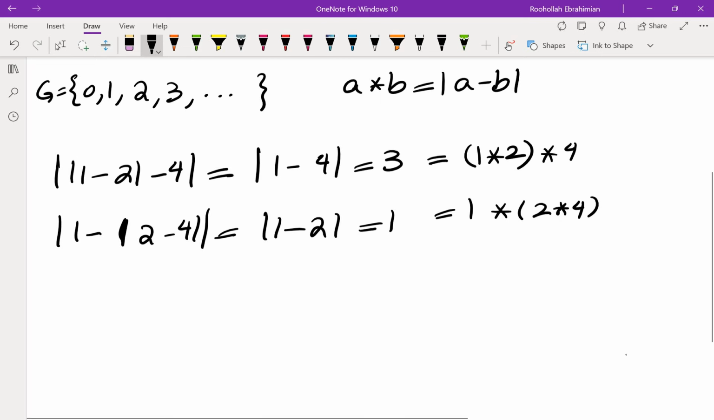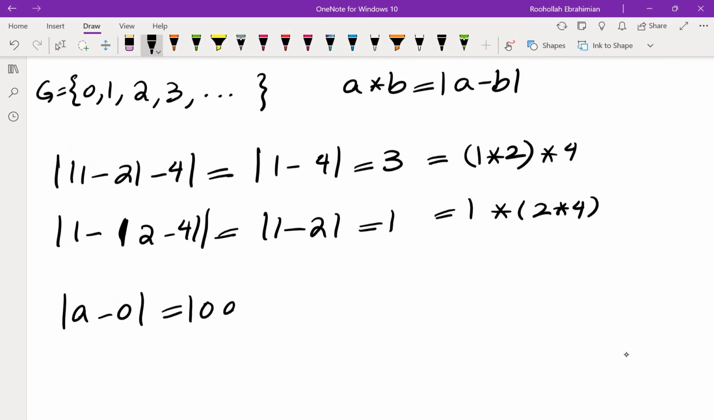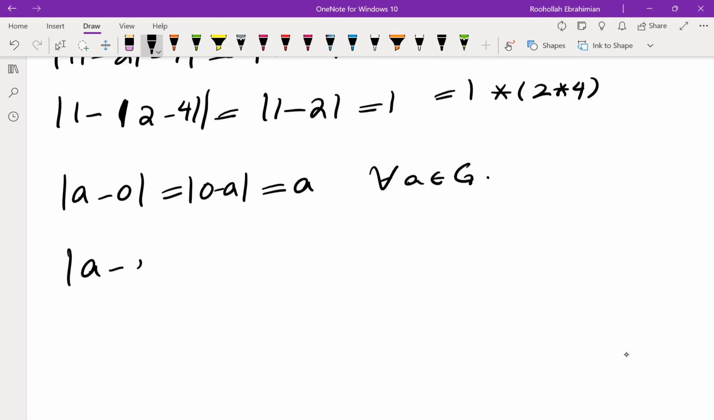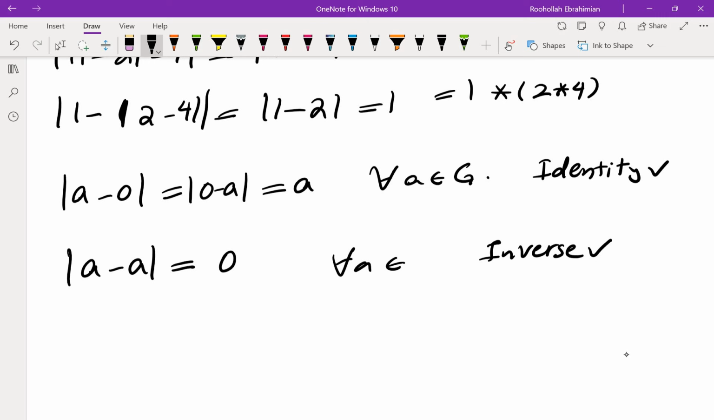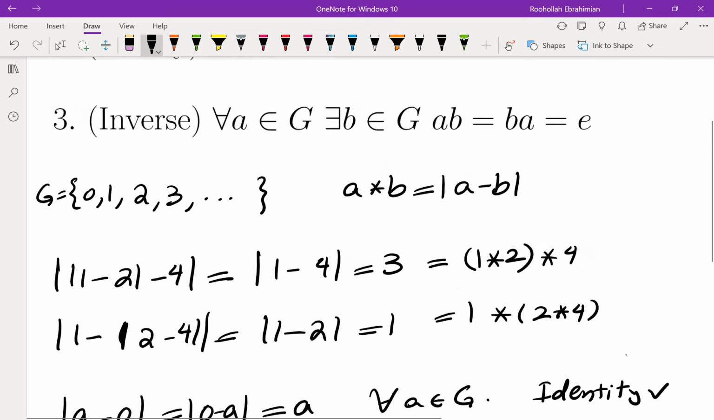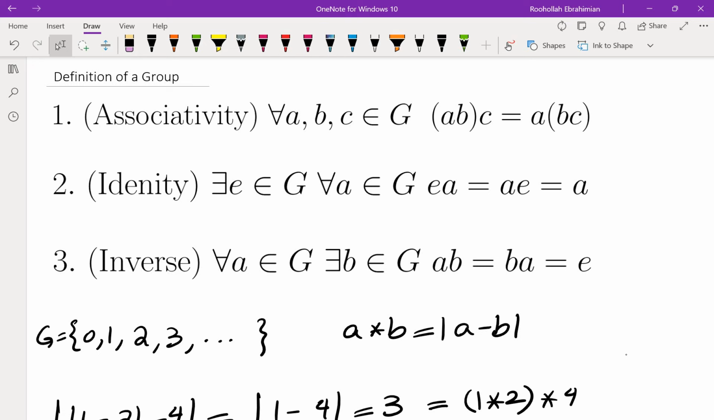But it does have an identity. If you take any element A, A star 0 and 0 star A are both A because A is non-negative. This is for every A inside G. We also have an inverse. If we take any A, A minus A is 0, which means A inverse is A. So it has identity, it does have inverses for every element, but it is not associative. So that means we cannot deduce associativity from the other two conditions.